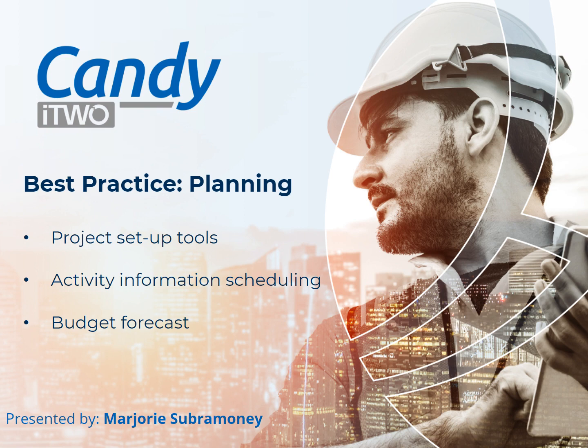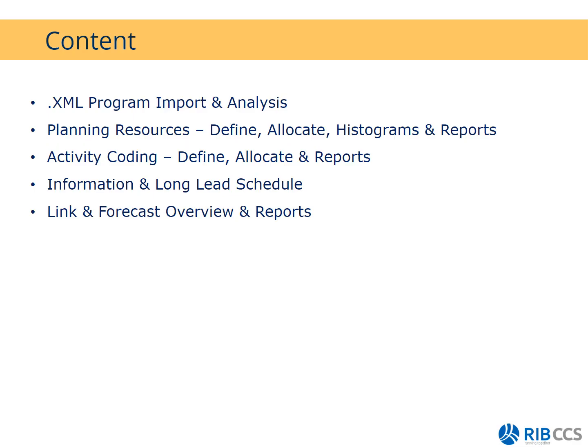So today we will be looking at how certain functions are performed within Candy, but most importantly, why these functions are necessary. So let's have a look at our agenda today. We will start off with the .xml program import. This is where we conduct an import from an external source. After the import, we will run a few analyses. Then we're going to look at planning resources, how to define resources, allocate them, draw up histograms, and run a few resourcing reports. Then we have activity coding.